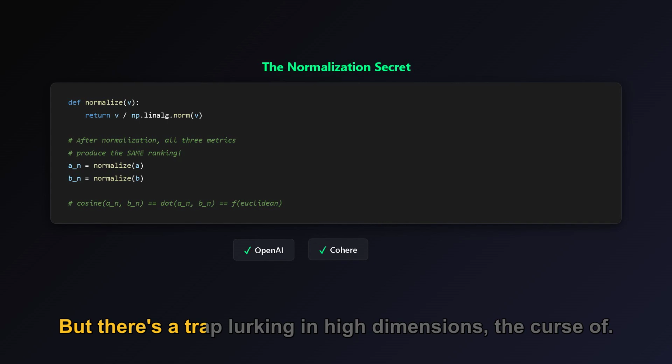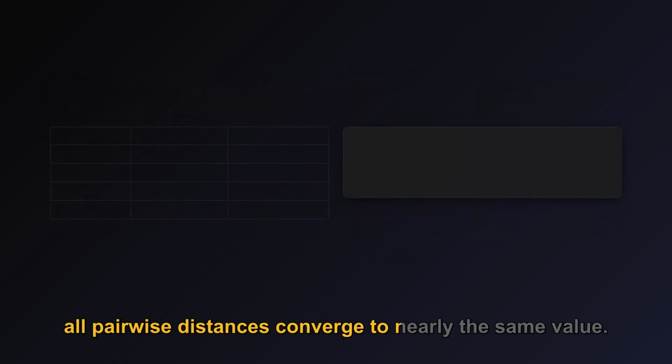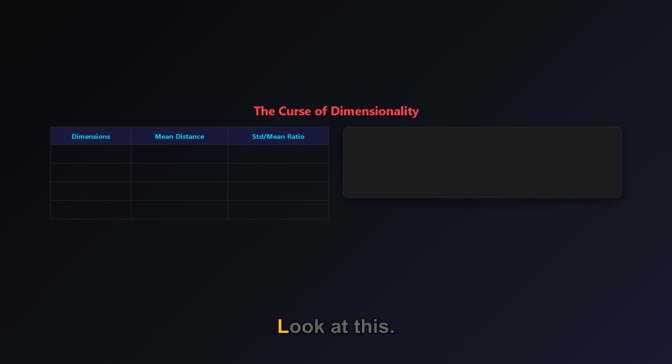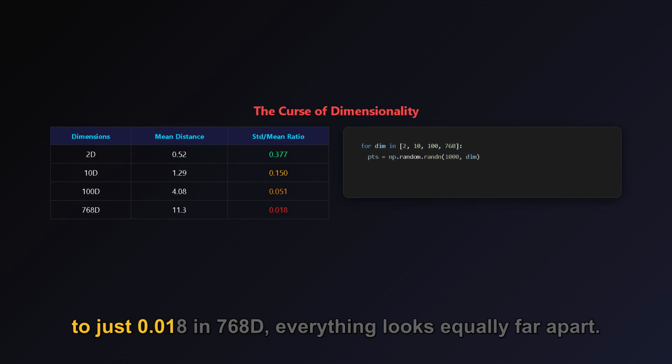But there's a trap lurking in high dimensions, the curse of dimensionality. In 2D, random points cluster naturally. But in 768 dimensions, all pairwise distances converge to nearly the same value. Look at this. The ratio of standard deviation to mean distance drops from 0.38 in 2D to just 0.018 in 768D. Everything looks equally far apart.